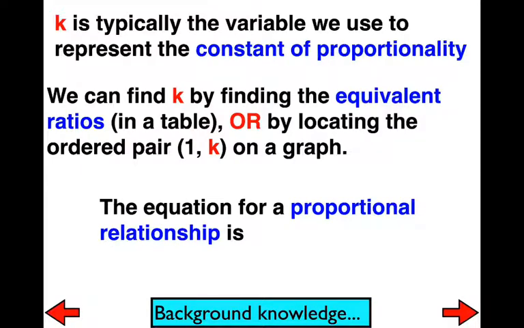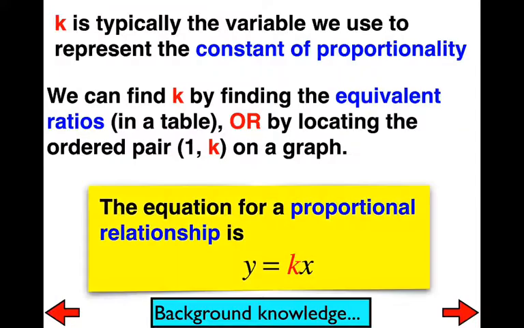The equation for a proportional relationship, which we have talked about in the past, is of the form y equals kx, where k is the constant of proportionality. And you may remember sometimes we use different variables than y and sometimes different ones than x, but the constant of proportionality always goes right there.